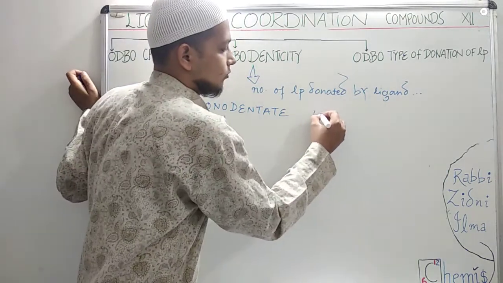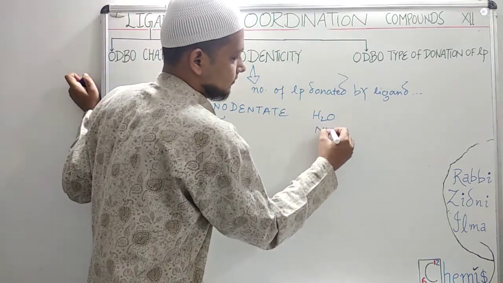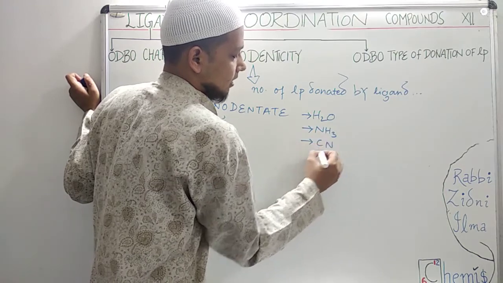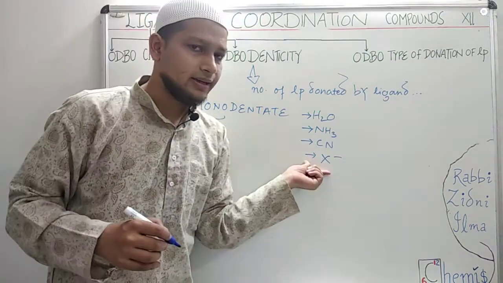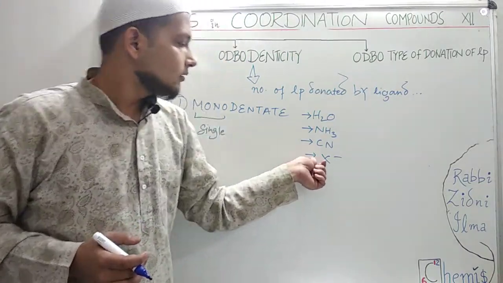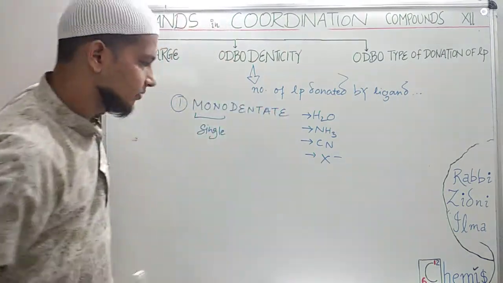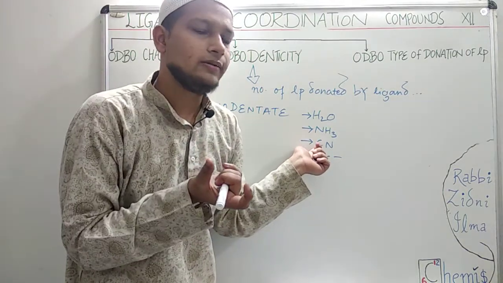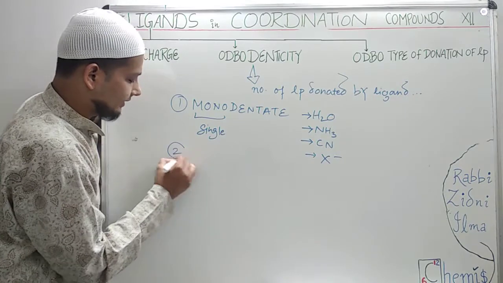Now the examples: water. Next up is ammonia. You can have CN, all the halogens, F-, Cl-, Br-, I-. And for more, I think any particular example will do fine. Let it be. So monodentate, one donation, one lone pair is donated. Next up we have bidentate.